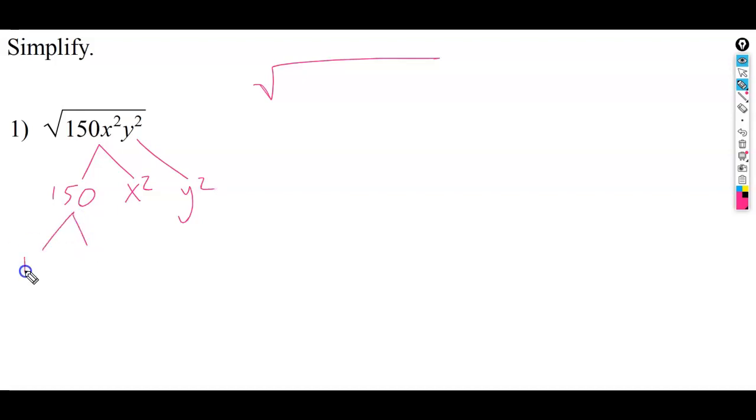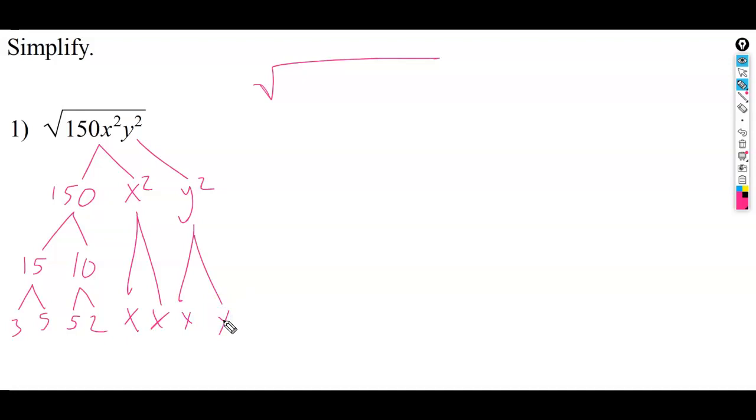The 150 can be separated into 15 times 10. And then the 15 can be separated into 3 times 5. And the 10 can be separated into 5 times 2. And x squared is just x times x, and y squared is y times y. So we have 3, 5, 5, 2, x, x, y, y. And basically, what a square root is, you're looking for groups of two things that match.